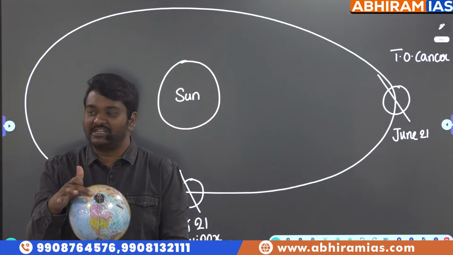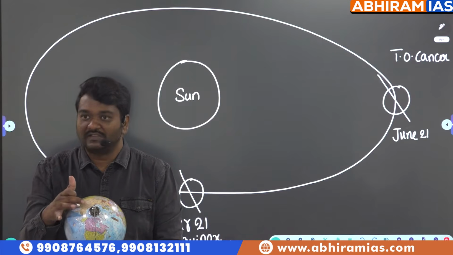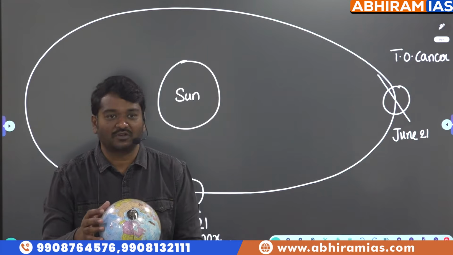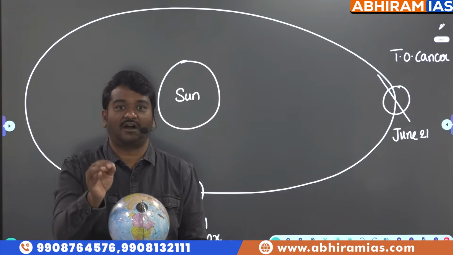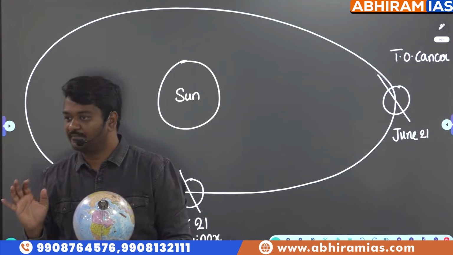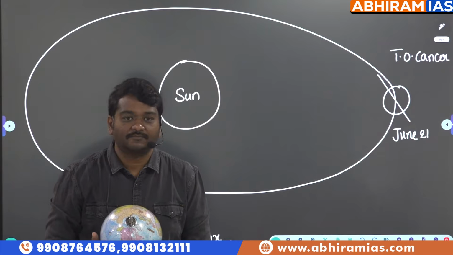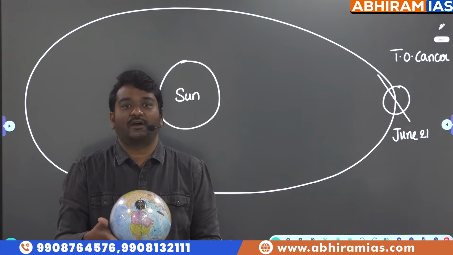Can I say sunset doesn't occur in the North Pole? Sunrise doesn't occur in the South Pole. This was a prelims question. On June 21st, sunset doesn't occur in which region? Where will you not have sunset? North Pole. Okay, now equator, what did I tell?